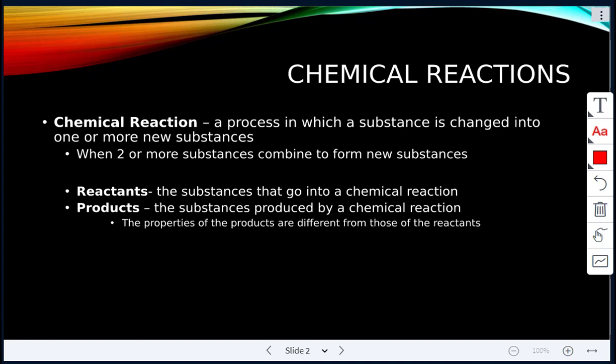The reactants are the substances that go into a chemical reaction, and the products are the substances that are produced by a chemical reaction. And like I said, the properties of the products are going to be different from those of the reactants.